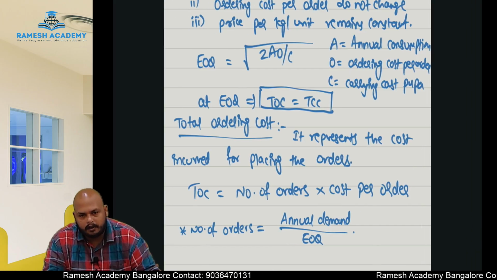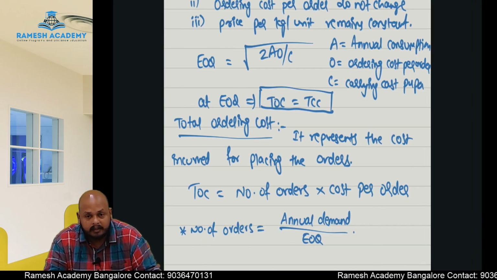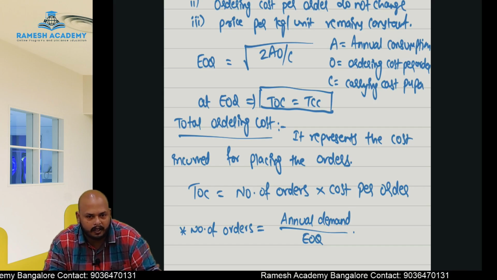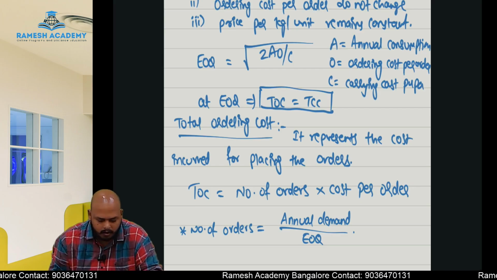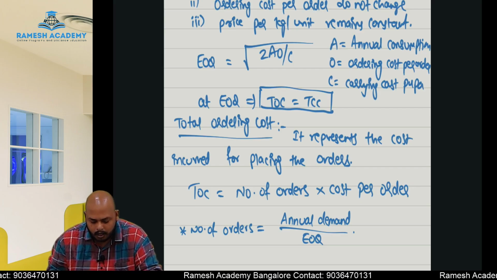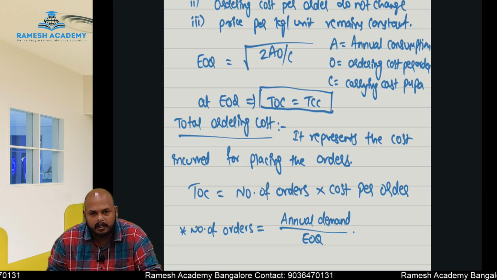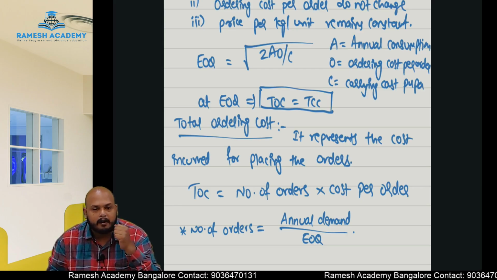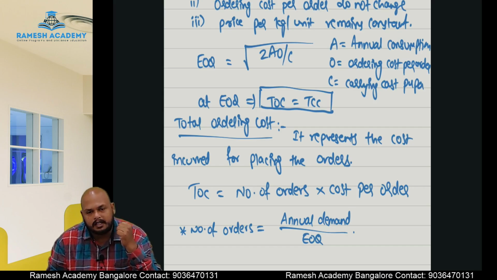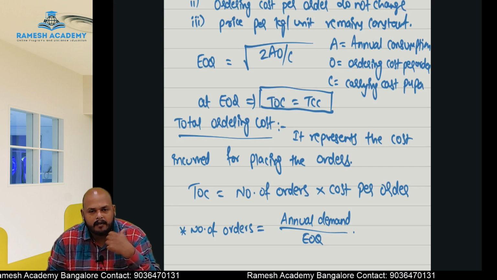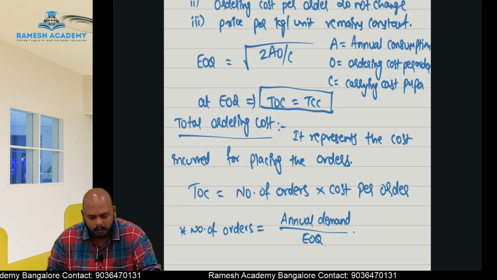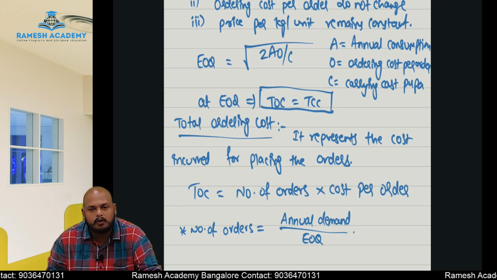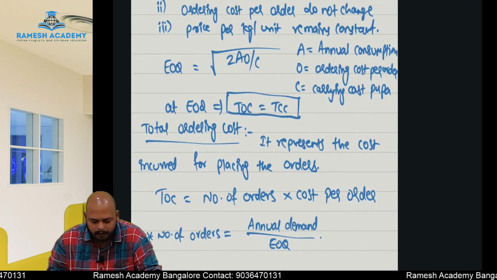What do you mean by total ordering cost, sir? It represents the cost incurred for placing the orders. What is the formula for the total ordering cost? Total ordering cost is equal to the number of orders, meaning how many orders we are placing, into the cost per order. Number of orders is equal to annual demand divided by EOQ, the ordering quantity. If you divide, you will get the number of orders.